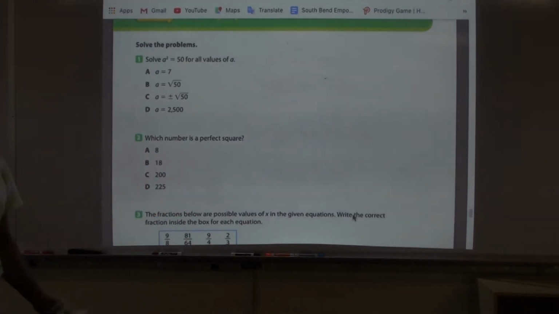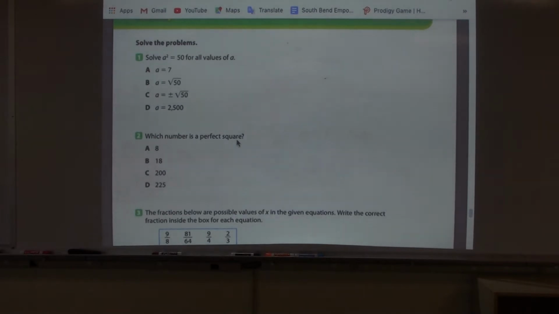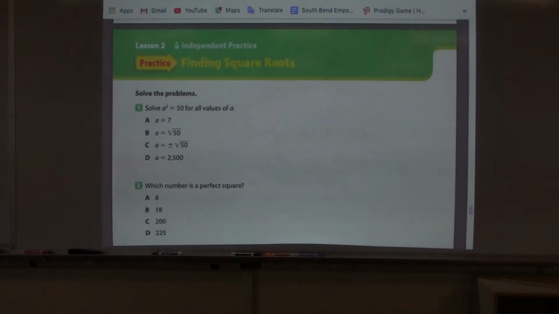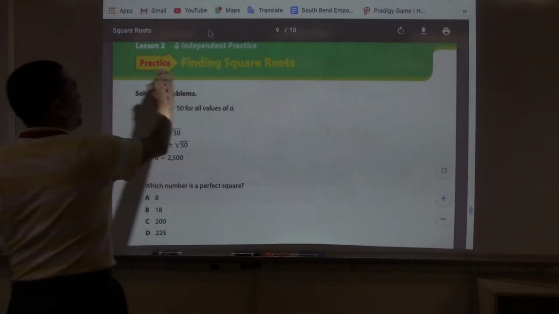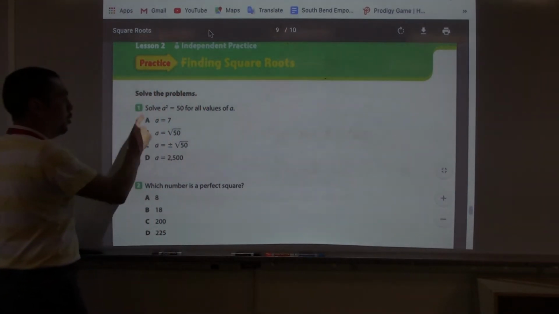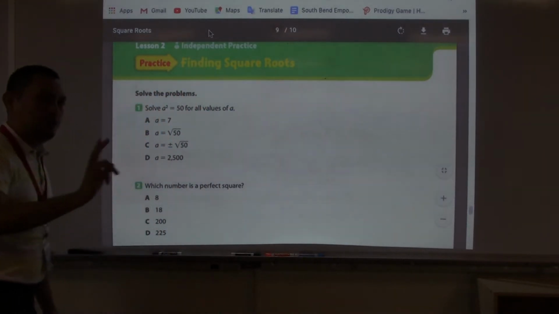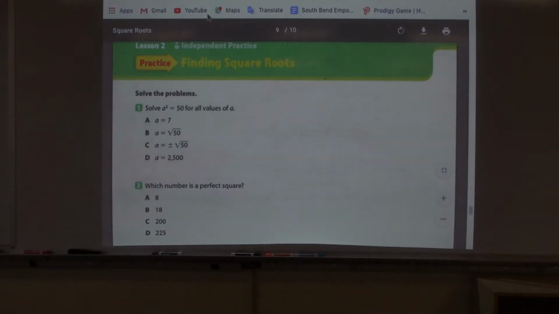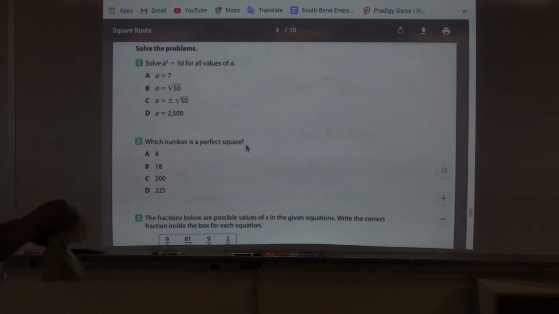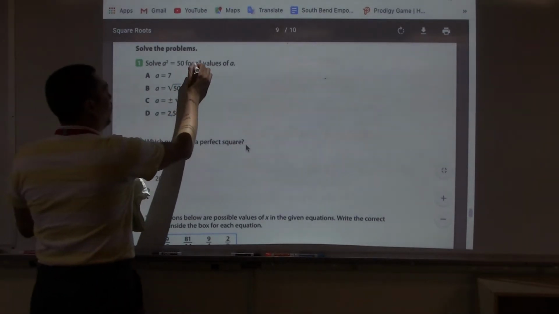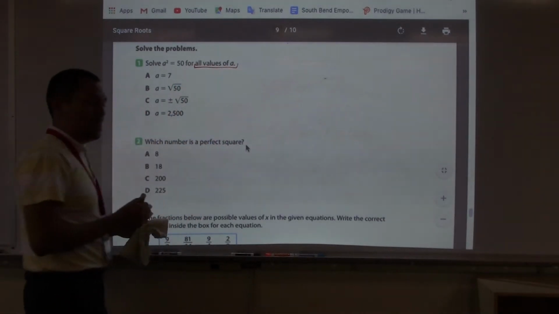Now we have the independence practice, and this one is on page 20 in your instruction book. So we have independence practice that we're going to do, finding the square root, lesson 2, problem number 1 and number 2, then we're going to solve the other problems. So in this case I have to solve a squared equals 50 for all values of a.